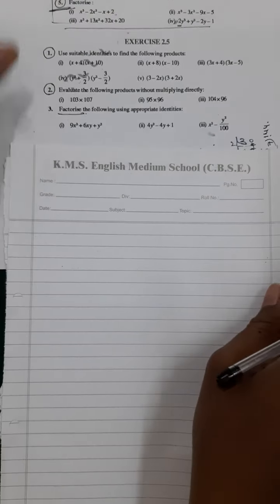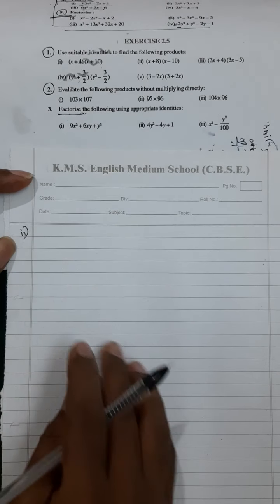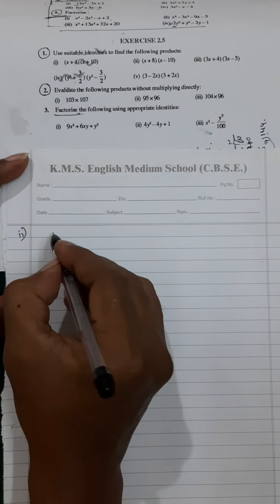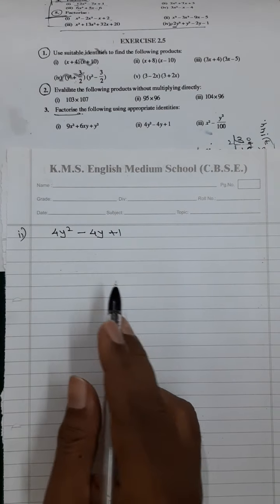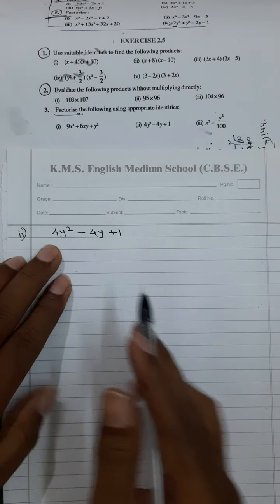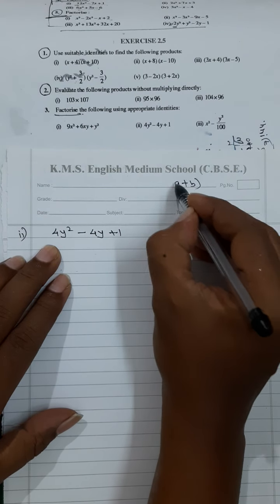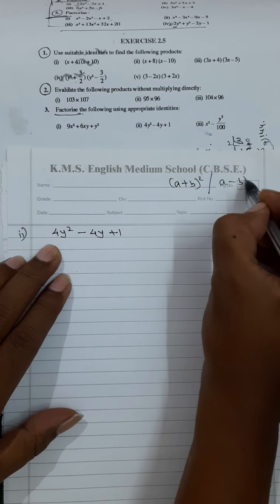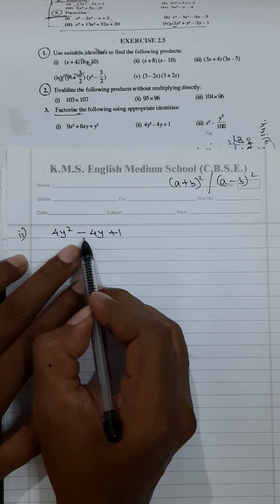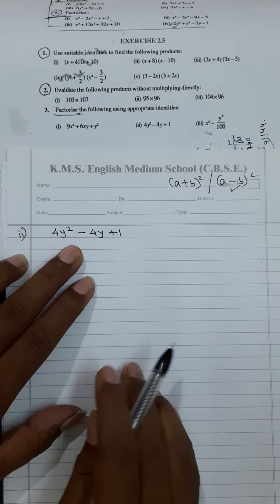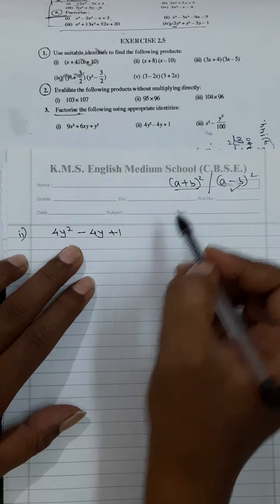So now going forward for the next question. Second question. See, the second question is what? Basically 4y square minus 4y plus 1. See, now also if you'll see, this is going to be the expansion of either a plus b the whole square or a minus b the whole square. But because the middle term is minus, negative, that's why the chances of this is going to be heavy. This is not going to be there.